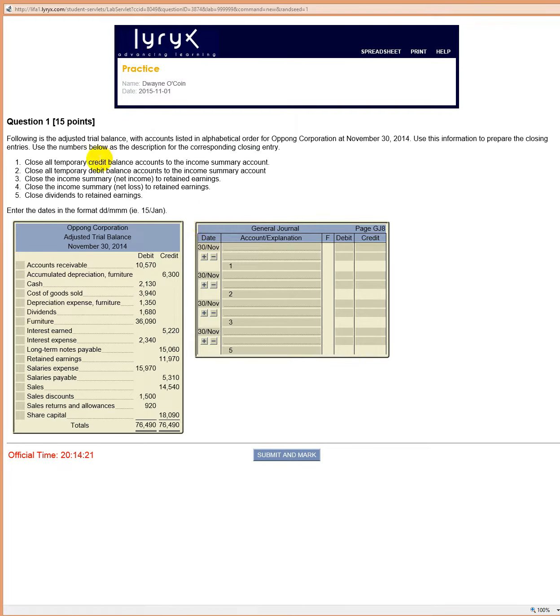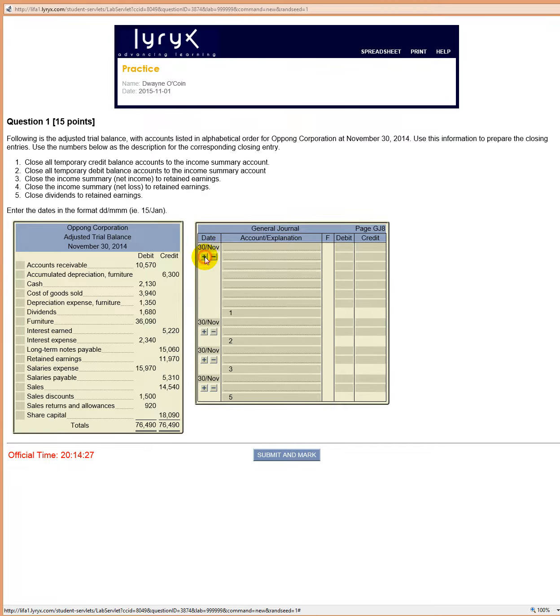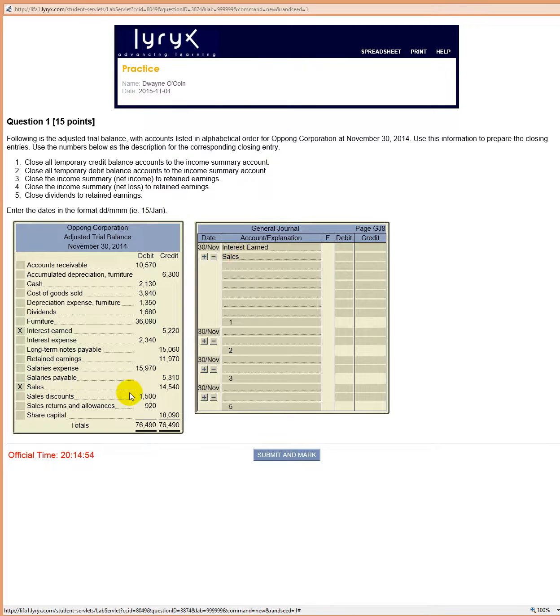So, first item, temporary credit balance accounts to the income summary account. Probably need a few more lines of room. So, the ones we need to do for credit accounts would be interest earned, sales. The other items would not. So we're going to debit that and debit that for 14,540 for sales and interest earned 52.20.